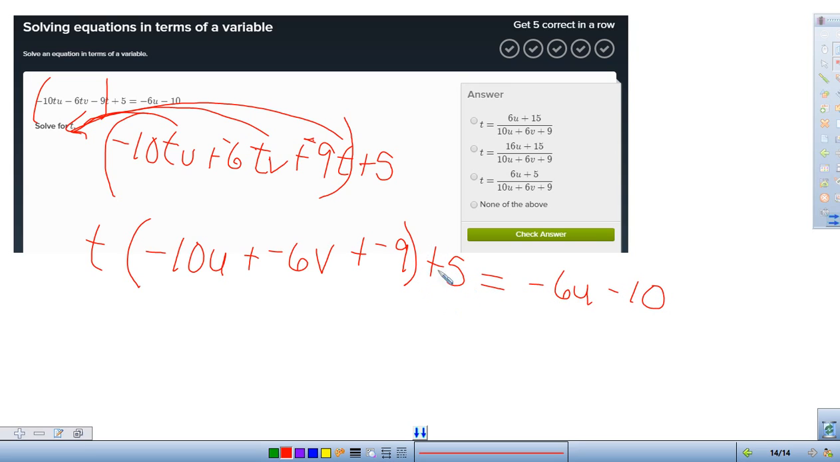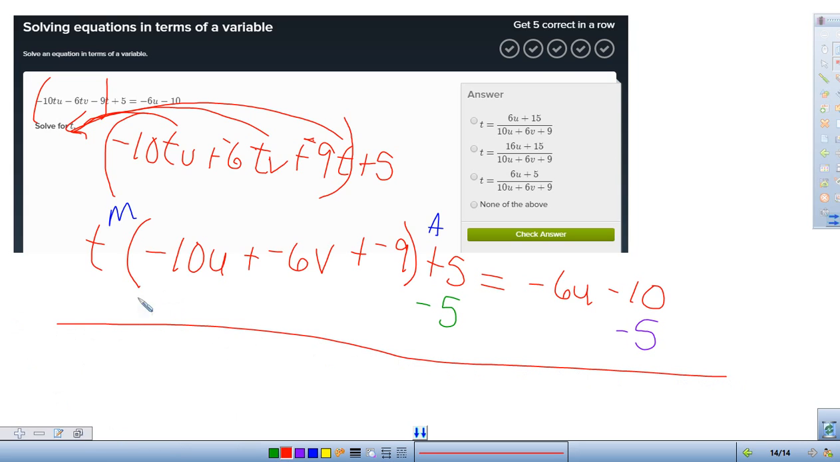So the first thing I do, if I'm going to solve this, is ask what is happening to t? Well, t is being multiplied, and then there's addition. That's my first skill, identify. And then my second skill is to recognize which one I get rid of first. I always get rid of addition first, so I do the reverse of addition, and I do that to both sides, minus 5, and then I can simplify, right? So here we go. t times negative 10u plus negative 6v plus negative 9 equals negative 6u minus 10 minus 5, okay?